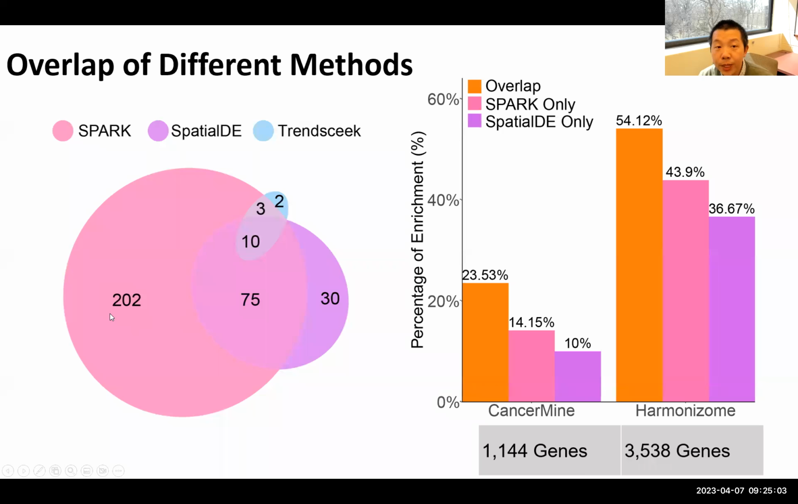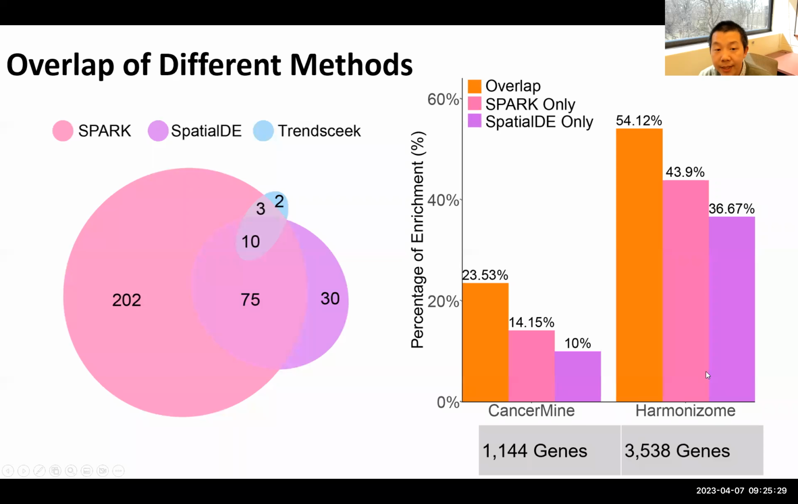So we can group the genes into 3 groups: the overlapped group, and the genes uniquely detected by our method and uniquely detected by SpatialDE. Then for those genes, we simply ask how many of them are known cancer genes. We look at 2 cancer databases, one is CancerMine, the other is Harmonizome.